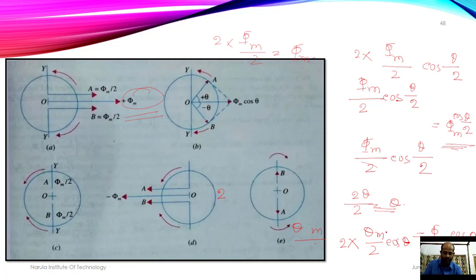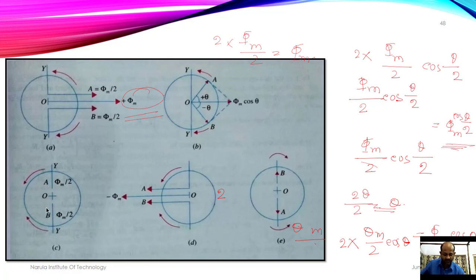So now after a quarter cycle of rotation, this is A and this is B. So the resultant is now 0.